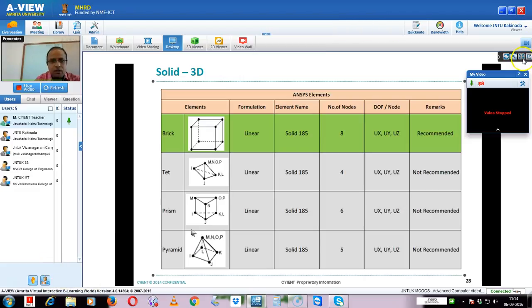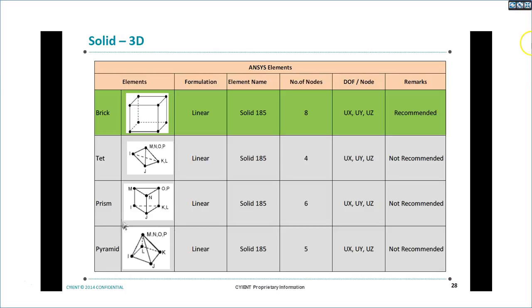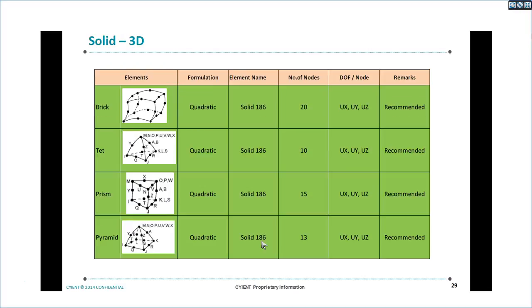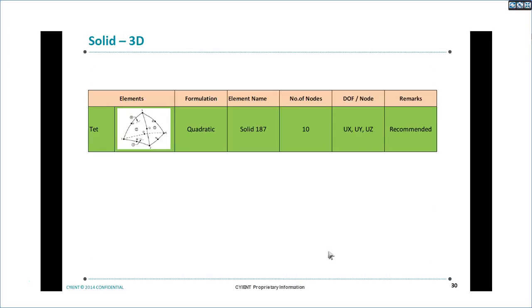Yeah. So in solid elements, we have different shapes. If you go to linear elements, only brick is recommended, and the remaining shapes are not at all recommended. We have shown this as a summary, but let us look into why they are not recommended. In solid elements with the quadratic formulation, that is with the mid-side nodes, all shapes are recommended. Same thing, this is a 10 noded tet, it is also recommended because it has mid-side nodes and it's a quadratic formulation.